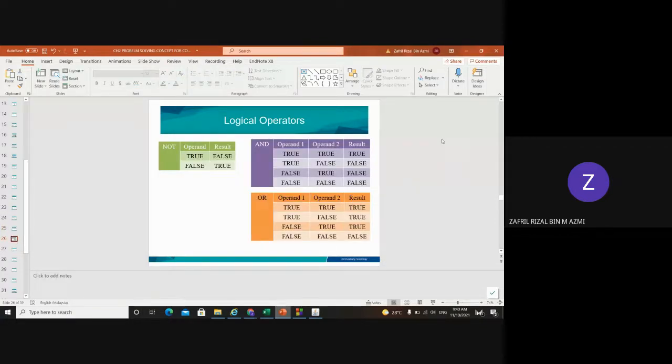So this is an example of the situation, all the conditions that can be applied to not, and, or. So true, false, false. Okay, false, false.